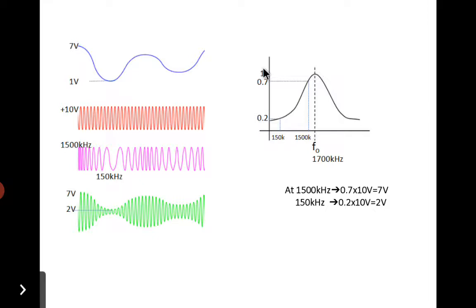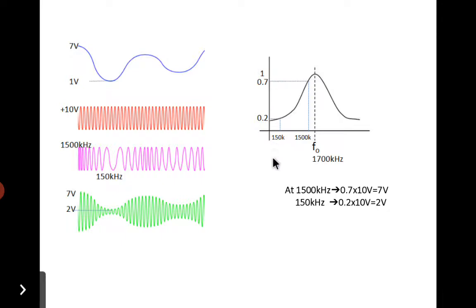Now the maximum value of input frequency we have seen here is 1500 kilohertz, and the resonant frequency of the tuned amplifier should be greater than that of the input frequency. So let us take this frequency as 1700 kilohertz. Let us apply this signal to the input of a slope detector. So this signal will get coupled to the tuned circuit at 1500 kilohertz. Now the response curve is showing 0.7.